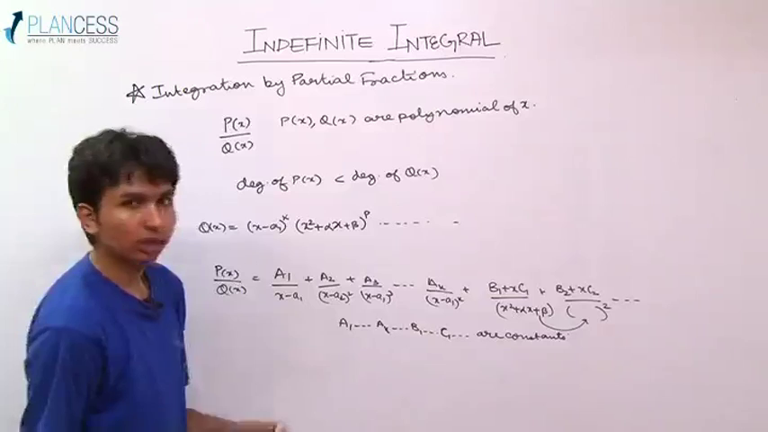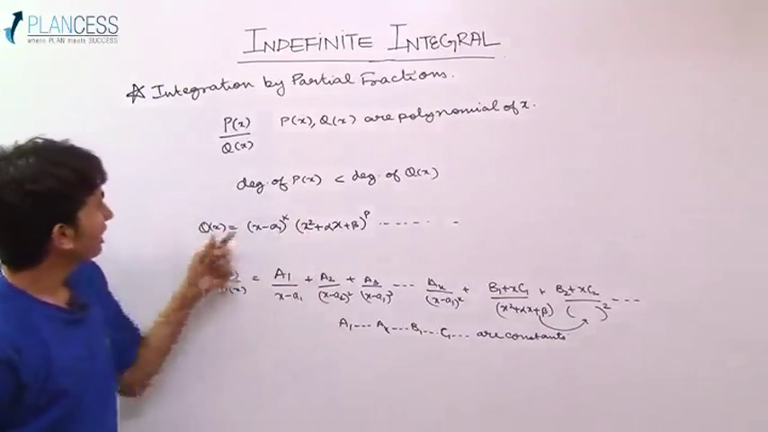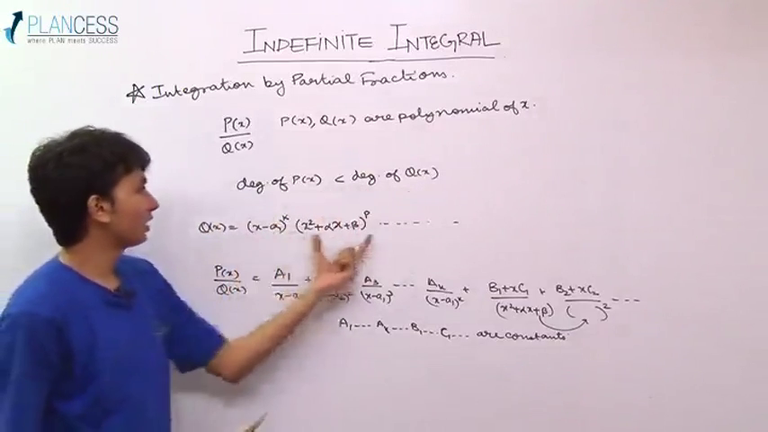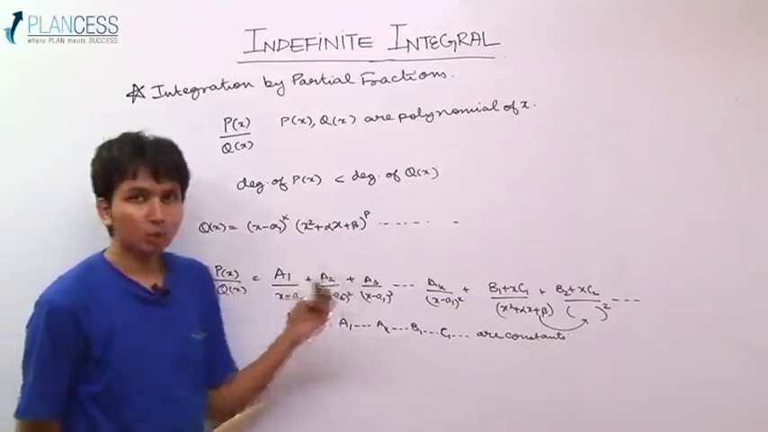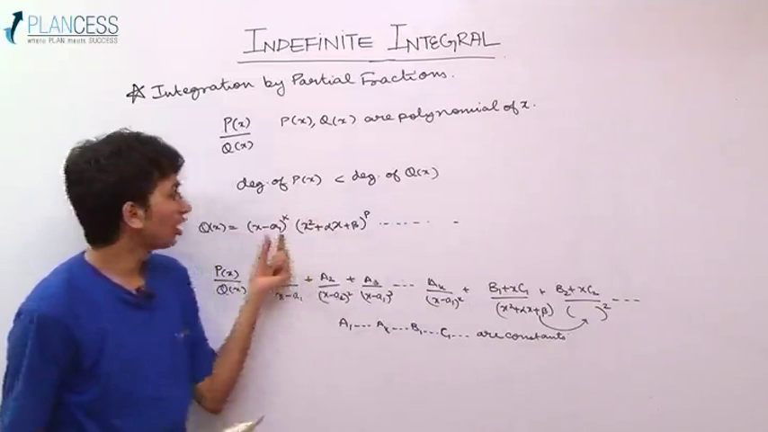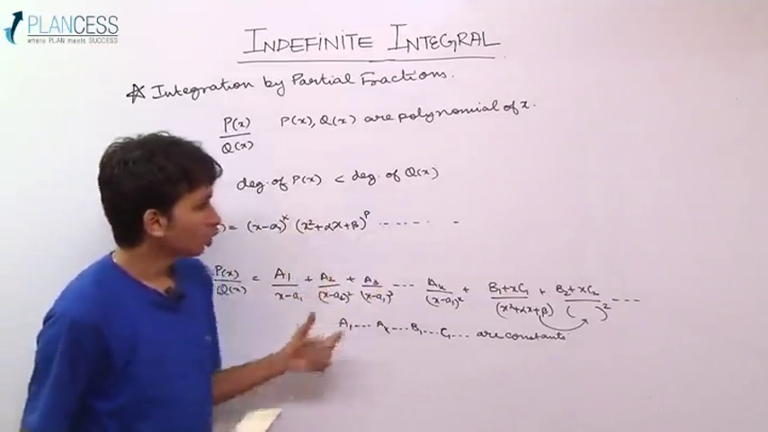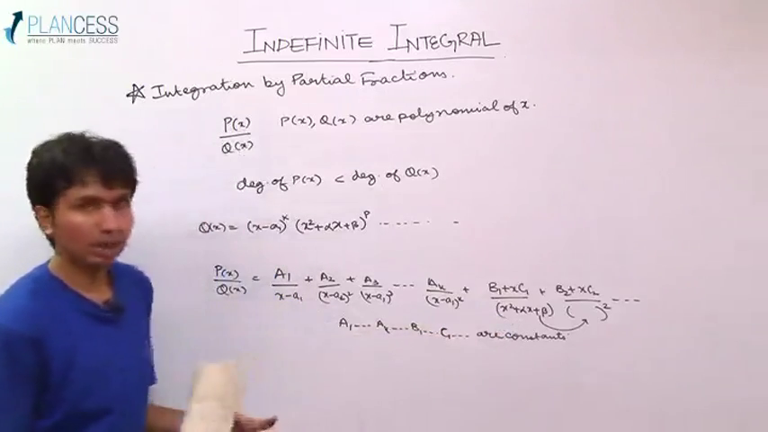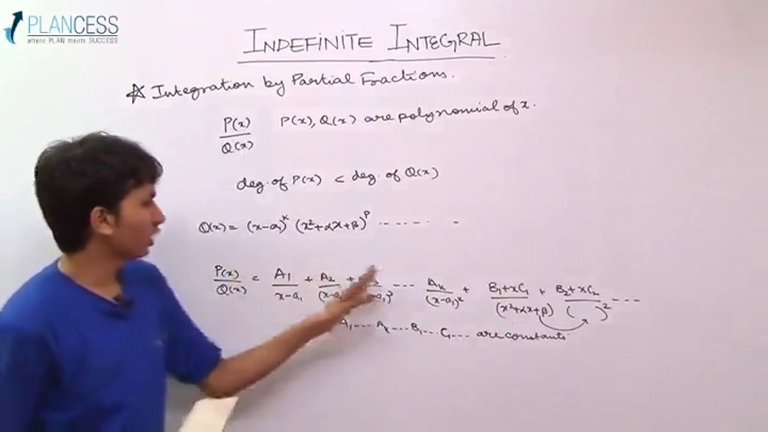So the theory of partial fractions says that if you have a condition like this, the degree of p(x) is less than the degree of q(x), and q(x) is represented as a product of (x minus ai) raised to k, and terms like (x square plus alpha x plus beta) raised to powers, and so on. So all you need to do is write it as this and use any method to find the values of A1, A2, A3, A4.